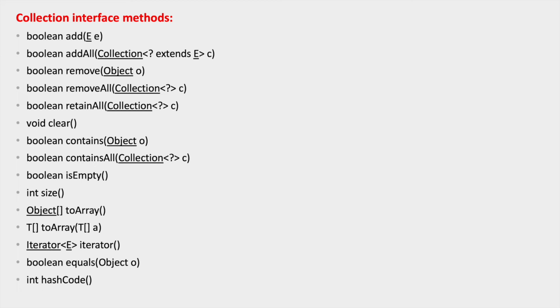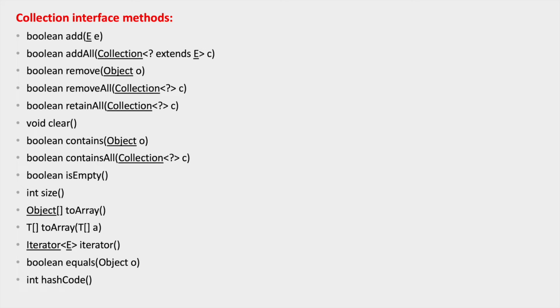Hash code method: this method returns the hash code value for the specified object or the specified collection. So these are all the 15 methods available for the collection interface. All these methods will be available in the list interface also. If you see, all these methods are about add, remove, checking empty or size, and conversions like collection to array, but they are not about retrieving the data.